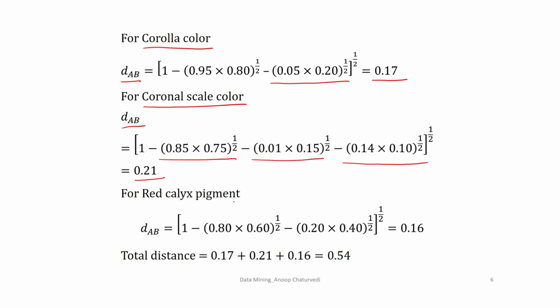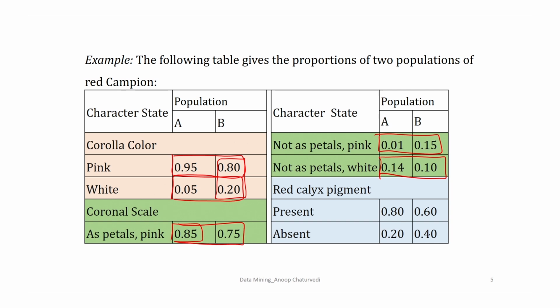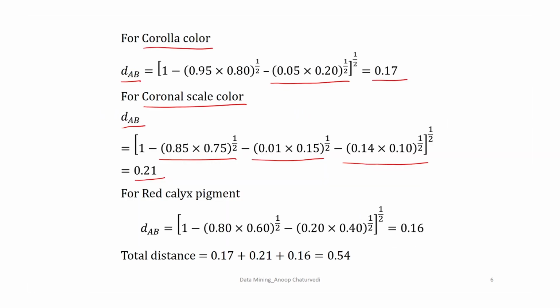For red calyx pigment, DAB is equal to 1 minus 0.80 into 0.60, and then we take this to the power half, minus we take 0.20 into 0.40 and take this to the power half, and ultimately we take a square root of this, and finally we obtain this value.